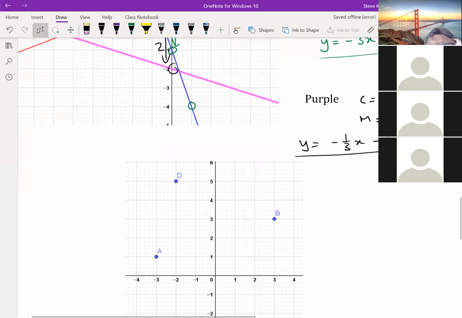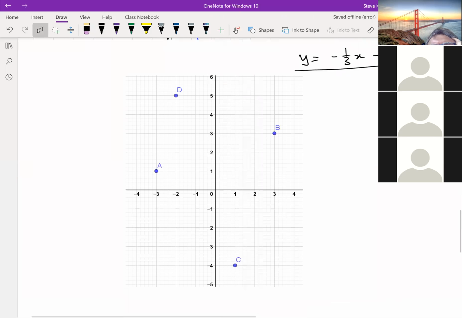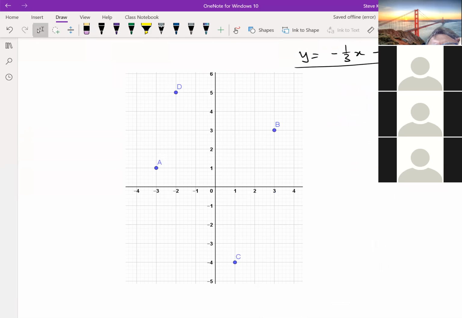But the last thing that we're going to look at is, what if I've just got some arbitrary points in space, and I want to find the gradient, or the equation of the line through these 2 points here. So let's say I've got A and B. And you'll notice now that as the points stand, I don't actually know where the y-cut is, but I can find that out.